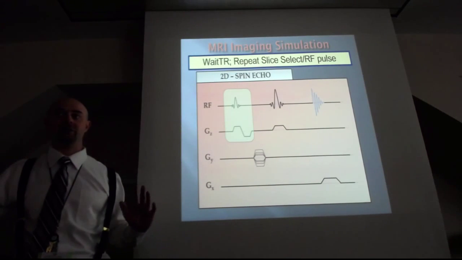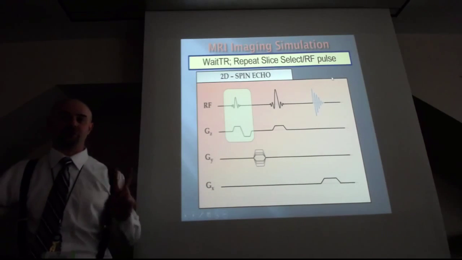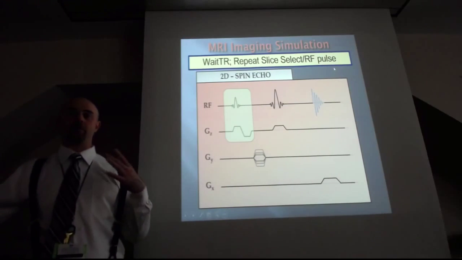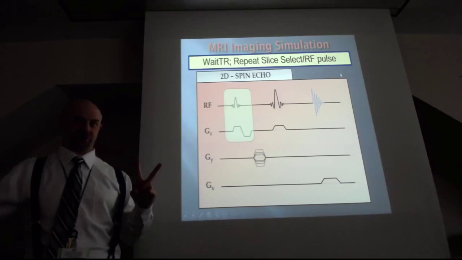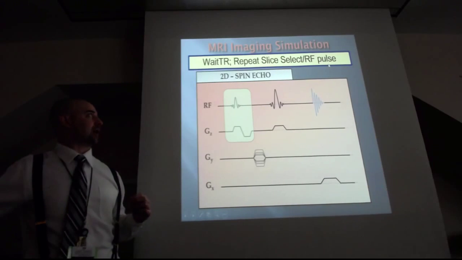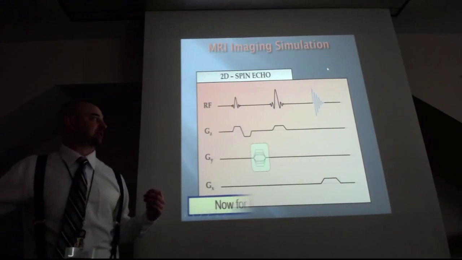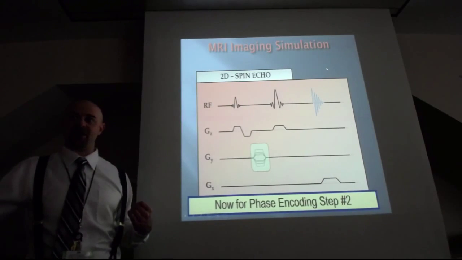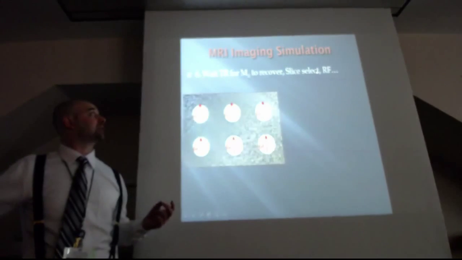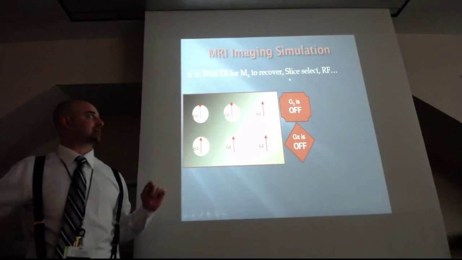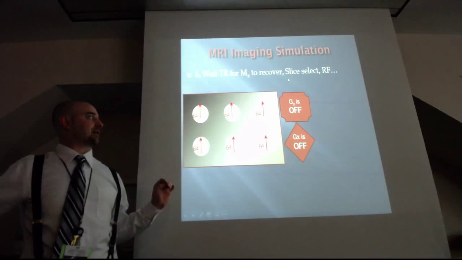How many do we need? 2, because there are 2 phase encoding steps. We set the phase direction of our matrix to 2. So for the second one, we do the same slice selected RF pulse, and then it's time for the second phase encoding step. We waited TR, of course, so there's some MZ recovery, which I forgot to mention. Slice select, RF pulse, boom.